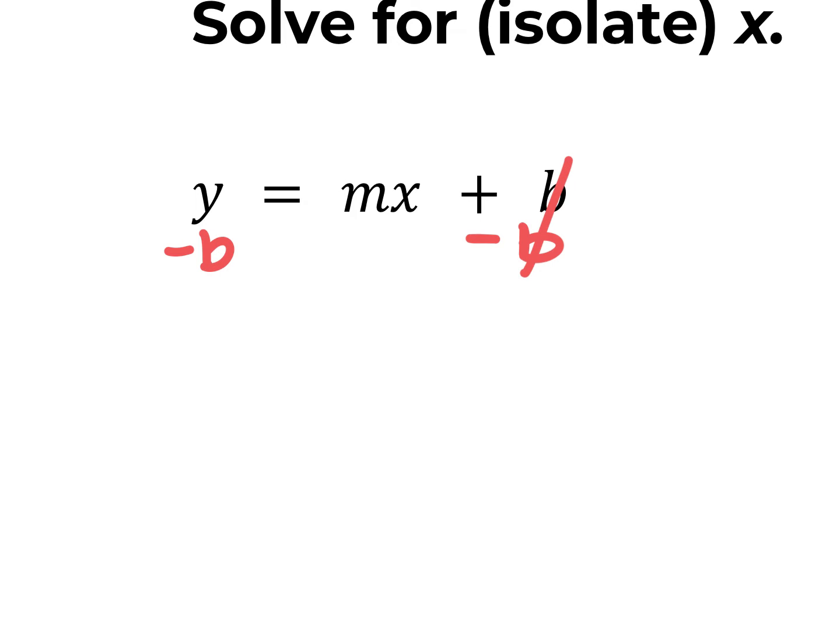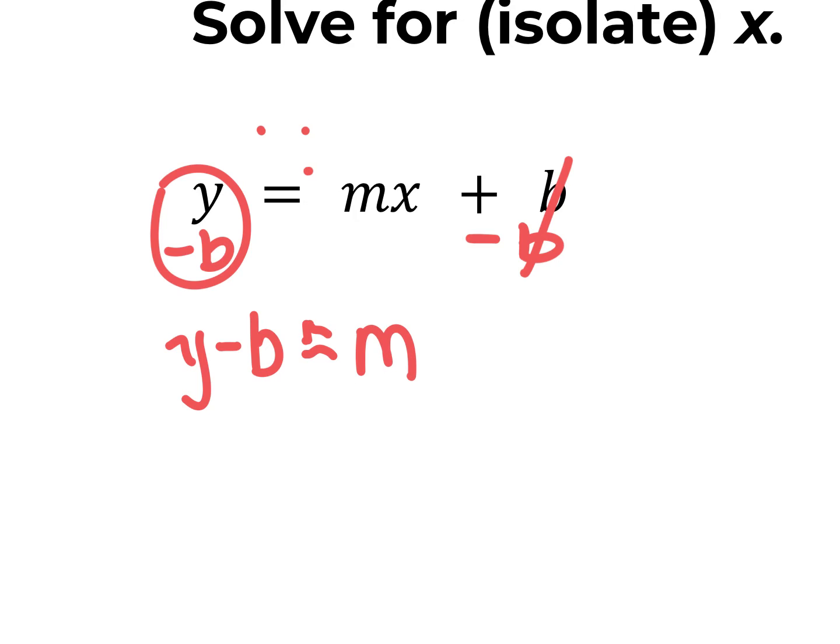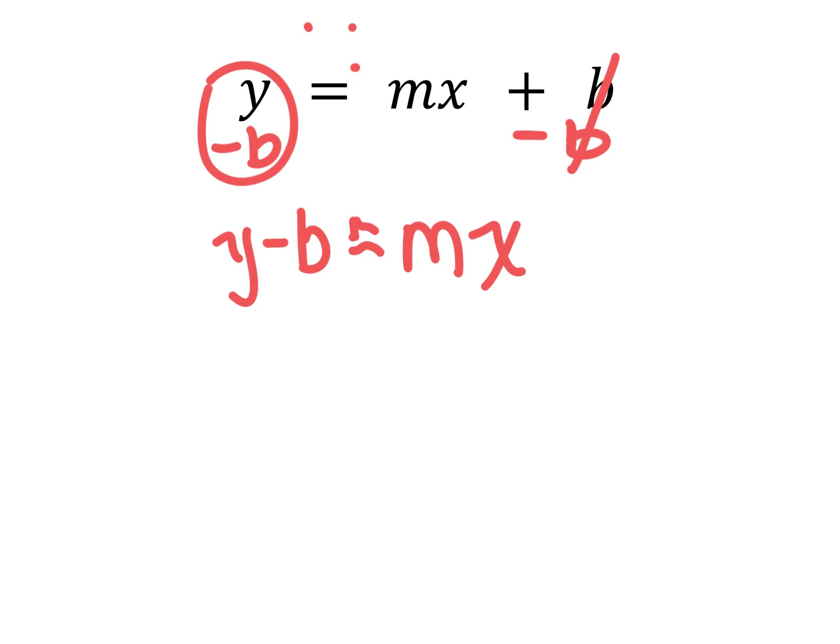All right, and now on the left side, y minus b, we can't get a specific value for it just yet, so we're going to keep it as y minus b, and that is going to equal mx, or m times x, if that's how it helps you think of that. All right, so now we just have one more step, and that step is going to be to divide by our coefficient, which is m. And by doing that, we will get our x by itself.